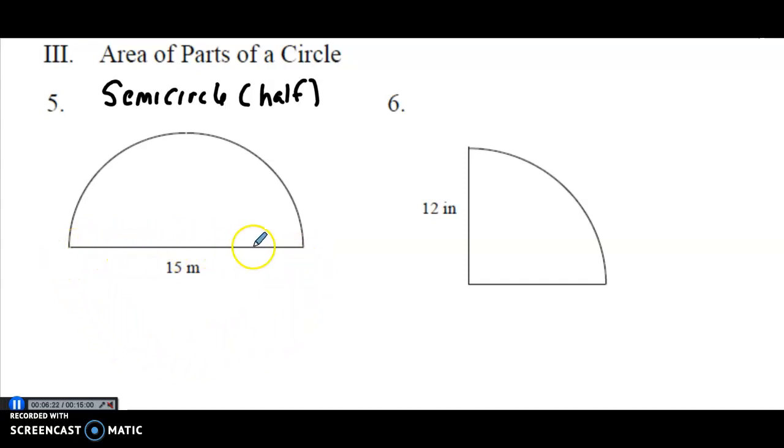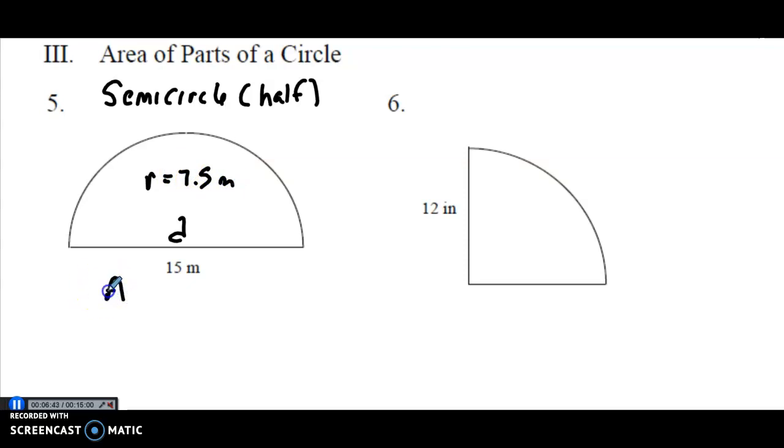If this was a full circle, this would be going all the way across, so this is a diameter. But we don't want a diameter for the formula, we want a radius. So if the diameter is 15, the radius would be half of that. We divide by 2 and you get 7.5 meters. And that's what we're going to plug into our formula.